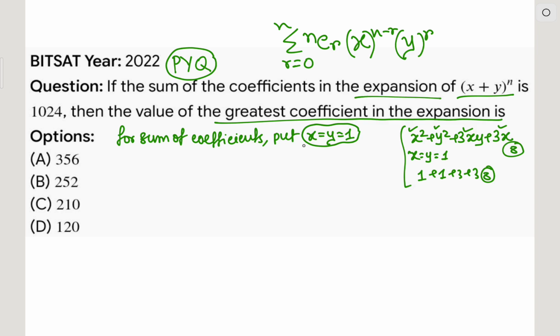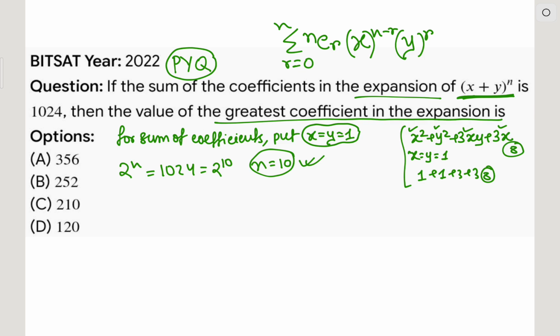y equal to 1. So putting it, 1 plus 1 whole to the power n becomes the sum of coefficients. 1 plus 1 is 2, so 2 to the power n equals 1024, and 1024 we can write as 2 to the power 10. So from here we can conclude that n is equal to 10. So we have got the value of n. Now we need to find the greatest coefficient in the expansion.